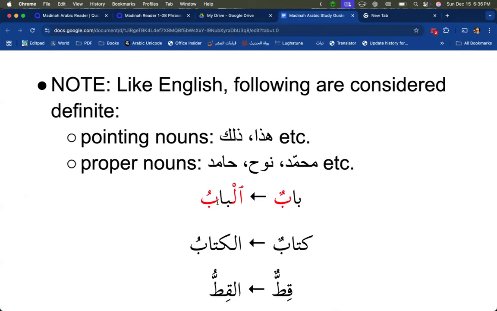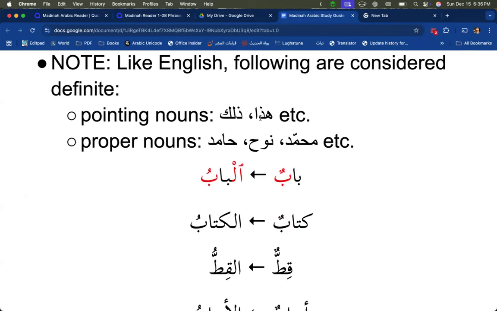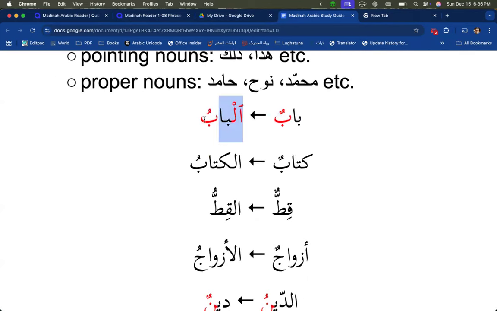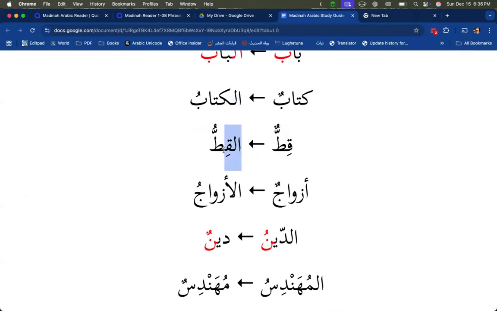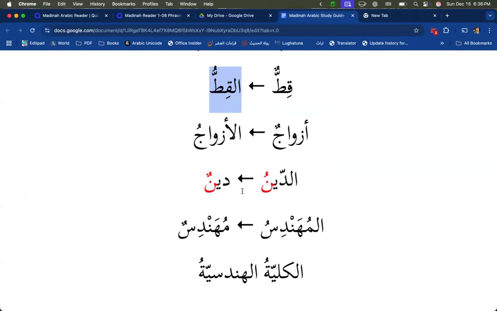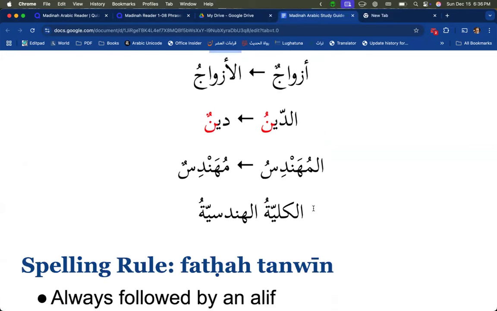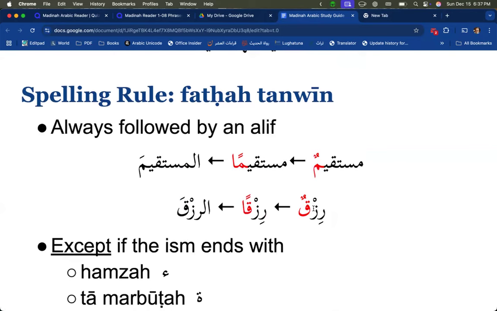Yeah, we already know hada dalika is definite. We already talked about names are definite. So babun becomes al-babu. Kitabun becomes al-kitabu. Qittun becomes al-qittu. Azwajun becomes al-azwaju. And backwards, going from definite to indefinite: ad-dinu is dinun. Al-muhandisu is muhandisun. And this is Al-Kulliyat al-Handasiyya. That just means engineering college.